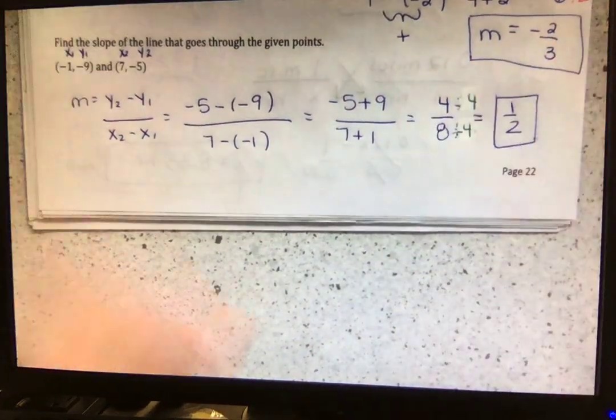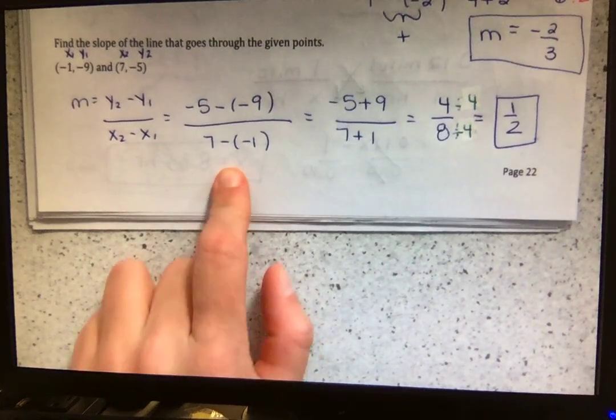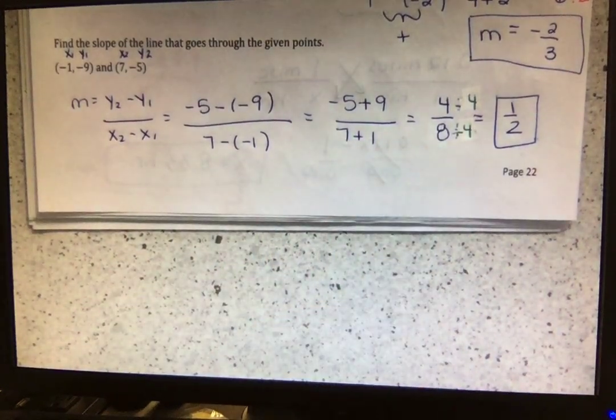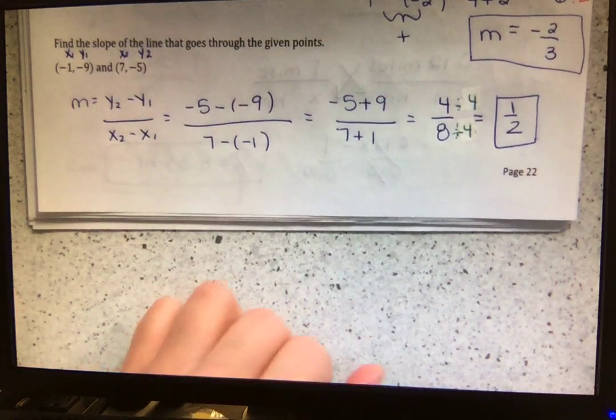We plugged in our values for x2, x1, y2, y1. Two negatives become positive. We're left with 4 over 8. 4 over 8 simplifies down to 1/2. So looking to see what you did, looking to see what we did together. Questions, comments, concerns for me? If not, let's go on to the next page.